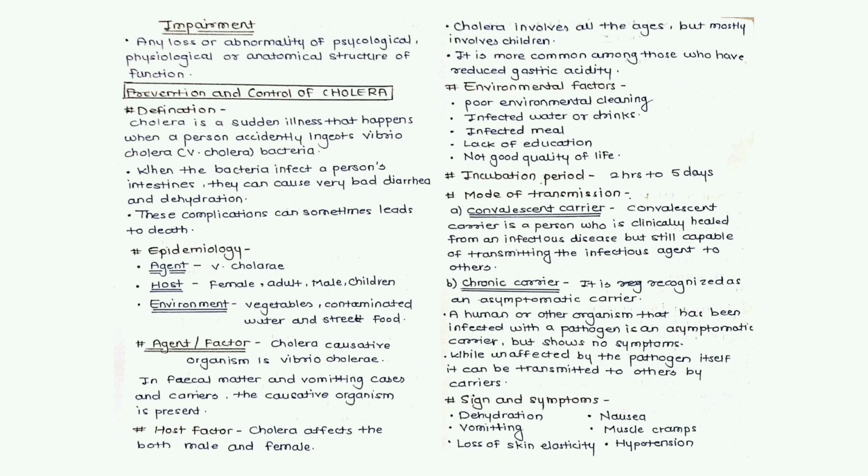Vomiting. Cholera can cause severe vomiting, which can lead to dehydration and electrolyte imbalances. Dehydration. Cholera can cause rapid and severe dehydration, which can lead to symptoms such as dry mouth, sunken eyes, decreased urine output, and low blood pressure. Muscle cramps. Cholera can cause painful muscle cramps, particularly in the legs and abdomen. Rapid heart rate. Cholera can cause an increased heart rate, which is a result of the body trying to compensate for the dehydration and low blood pressure.